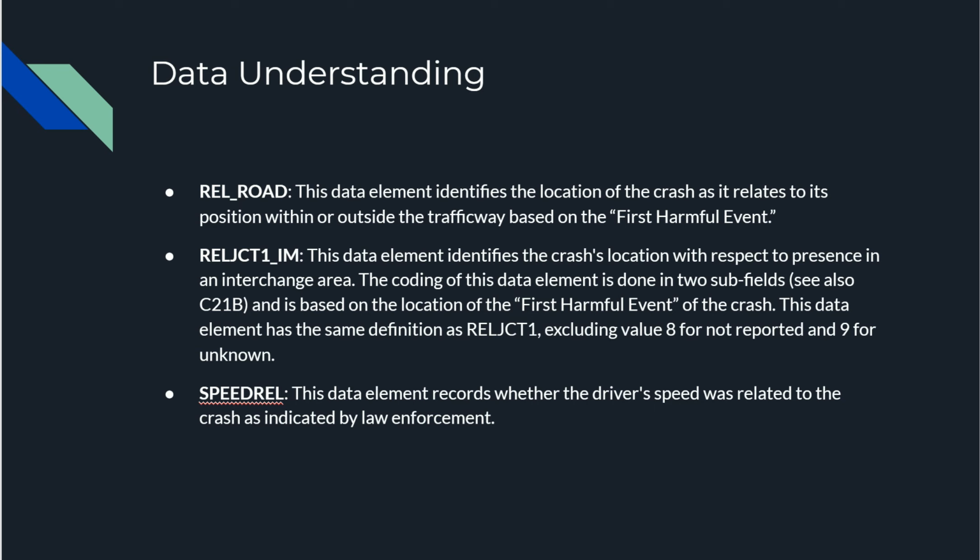Rel_road identifies the location of the crash as it relates to the position within or outside the traffic way based on the first harmful event. Rel_JCT1 identifies the crash's location with respect to presence in an interchange area. The coding of this data element is done in 2 subfields and is based on the location of the first harmful event of the crash. There are no unknowns and no not reporteds with this variable.